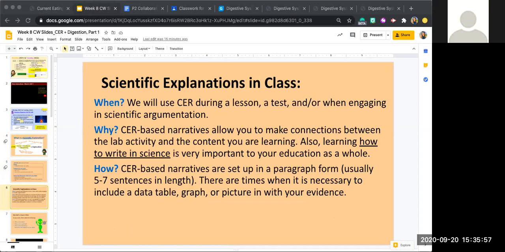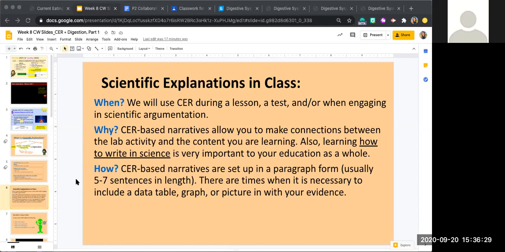So you might be wondering, when am I going to use this? Well, we're going to use CER during lessons, perhaps a test, and or when we're engaging in scientific argumentation, which is something I hope you guys will be able to do later in the year. Why? Because CER-based narratives allow you to make connections between the lab activity or whatever it is we're doing and the content you're learning. Learning how to write in science is important to your education as a whole. And how?